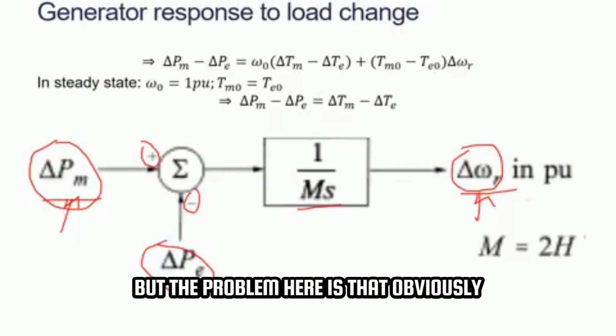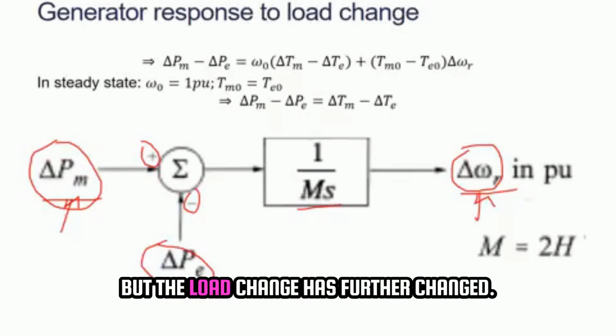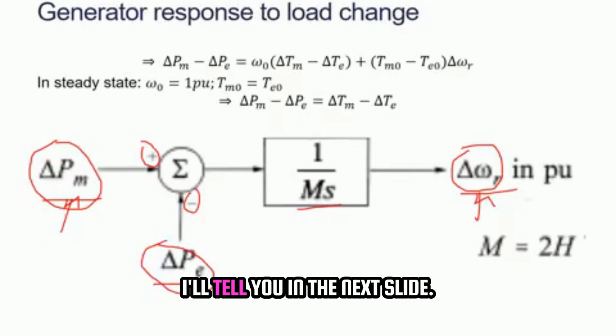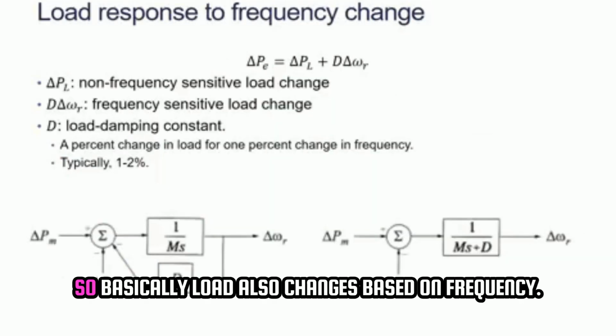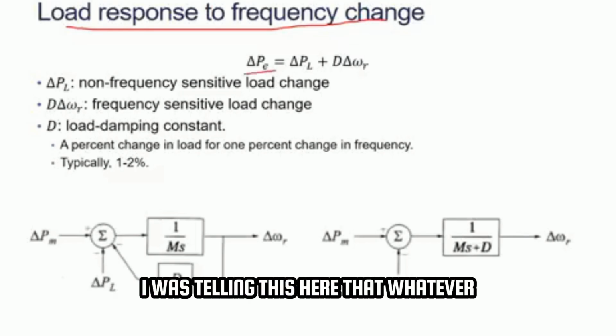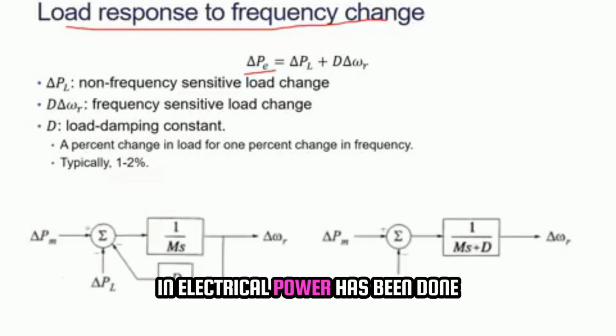Now, but the problem here is that obviously the load has changed, the speed has changed, but the load change has further changed. So the concept is like this. I'll tell you in the next slide. So basically, load also changes based on frequency. What do I mean here? I was telling this here, that whatever is the electrical power required, a change in electrical power has been done because of the change in the load.